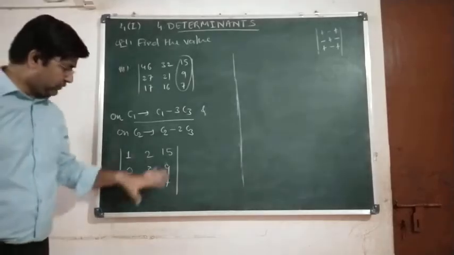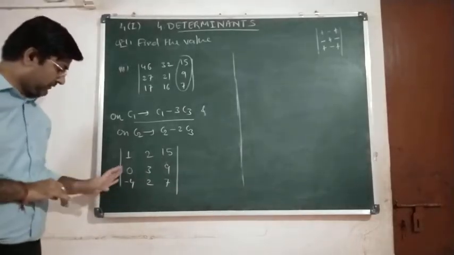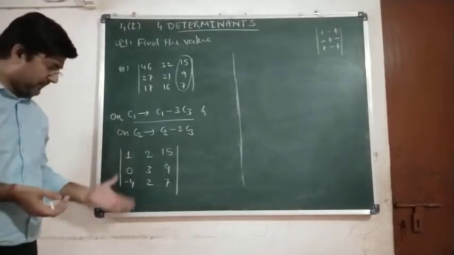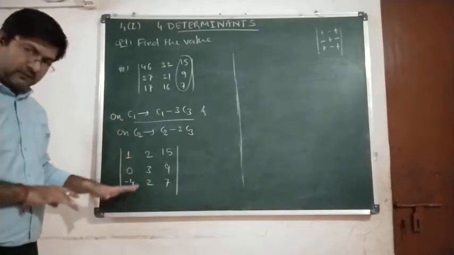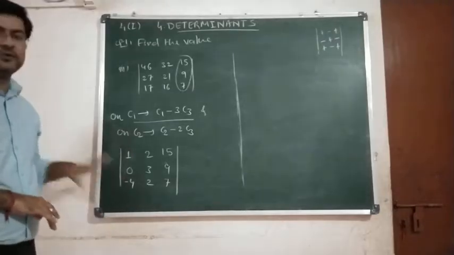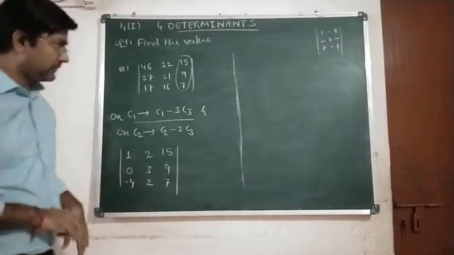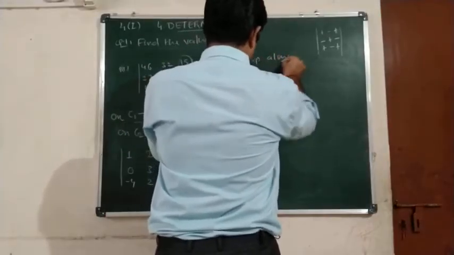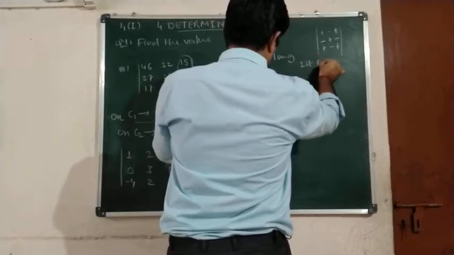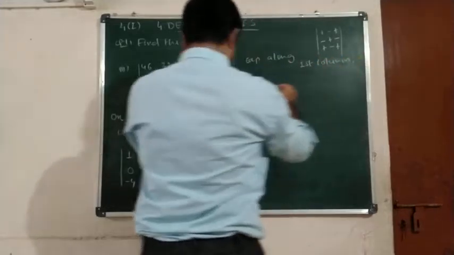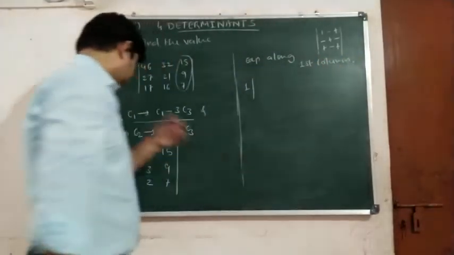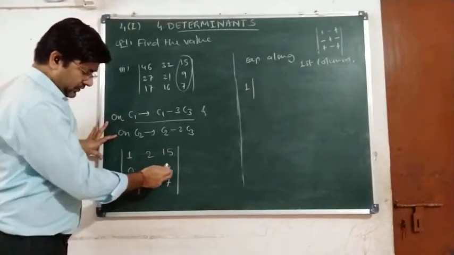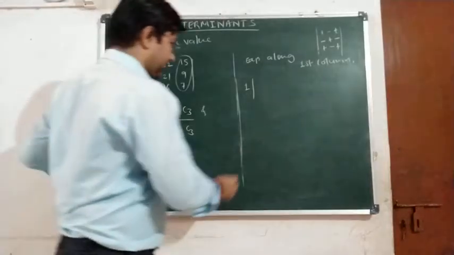Now you notice that the values are simplified. Also we have got 1, 0 in the first column. Even if we don't simplify any further, we can expand along the first column. Clear? So let us now expand along the first column. 1 into, the first row and first column will be deleted. We get the 2 by 2 determinant 3, 9, 2, 7.